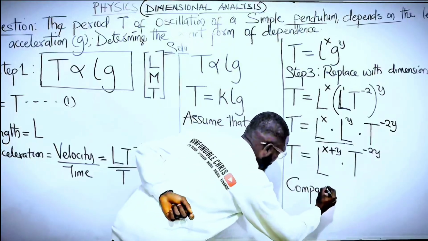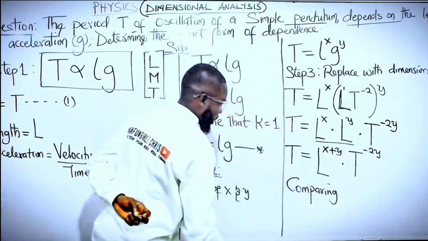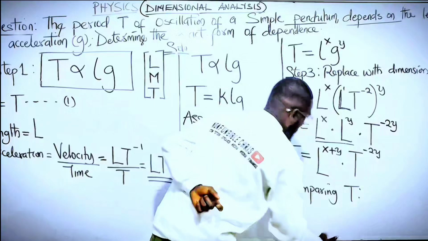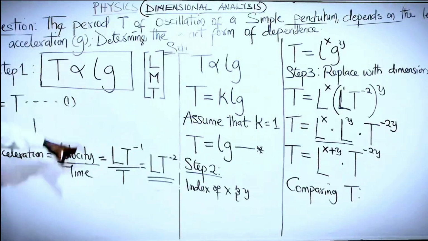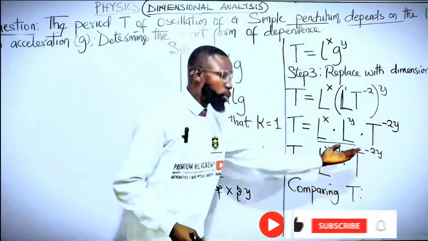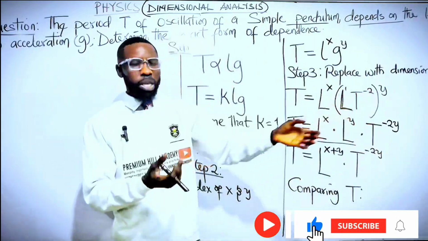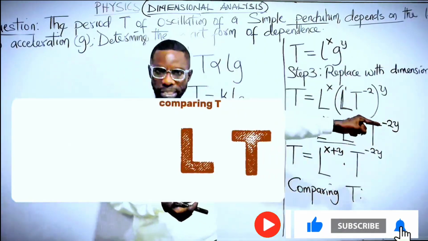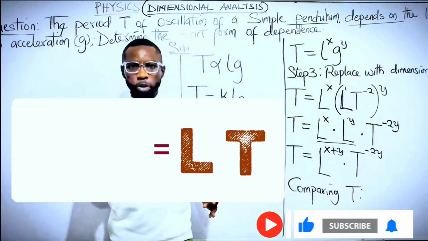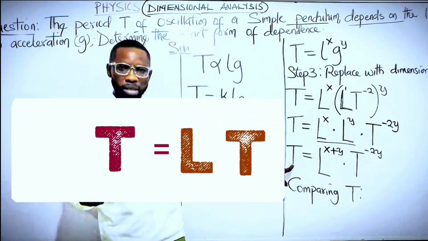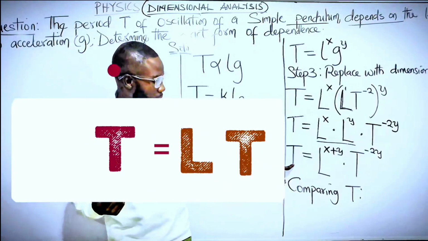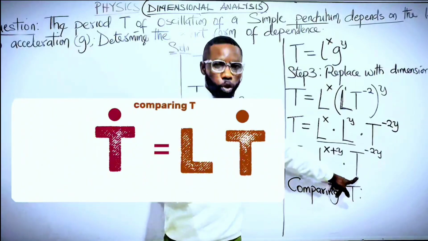By comparing t, right? I'll just clean this part of the board and then we'll continue from here. Before we compare t, you discover that on the right hand side, I have two values. I have L and I have t. But the one on the left hand side, I just have one value, which is t, right? So I'm going to compare both of them.